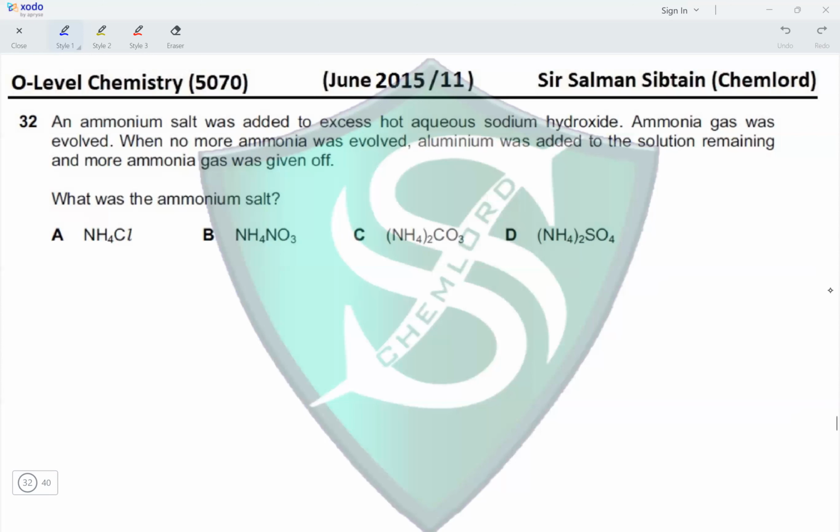So the question is, what was the ammonium salt? It was ammonium nitrate. Option A is ammonium chloride, wrong. Option B is ammonium nitrate, correct. Option C is ammonium carbonate, wrong. And option D is ammonium sulfate, wrong. Therefore, the correct option for this question is option B.